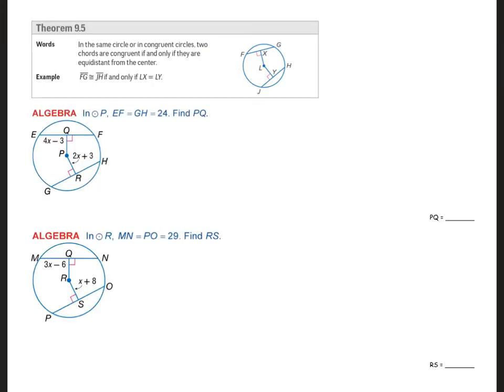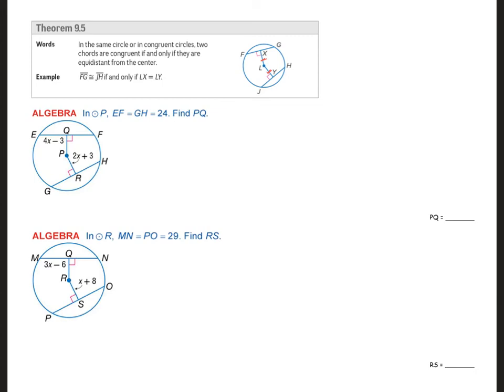Okay, page 3 of our notes. It says, in the same circle, or in congruent circles, 2 chords are congruent if and only if they are equidistant from the center. So another congruency: we know already that if I have congruent arcs, then I have congruent chords. Now I'm stating that if the distance from L to X and L to Y are the same distance away from the center, then that means that FG is congruent to JH.